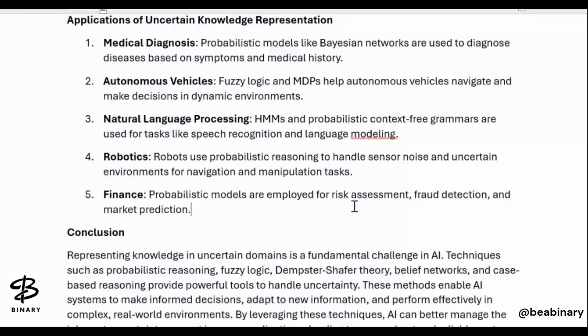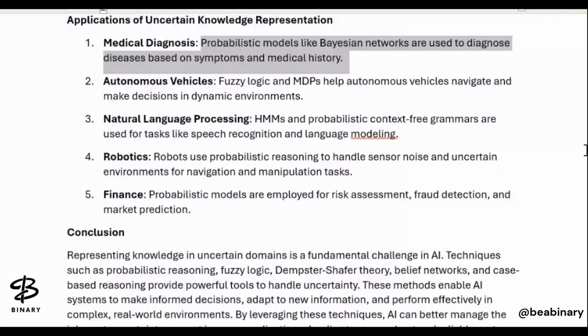So what are the applications of uncertain knowledge representation? First, we are talking about medical diagnosis, because for diagnosis of a particular disease, incomplete information can be there, or noise can be there, or ambiguity can be there. So how to represent knowledge or reason under uncertainty? Here we are talking about medical diagnosis. Bayesian networks are used to diagnose a disease based on signs and symptoms and the medical history also.